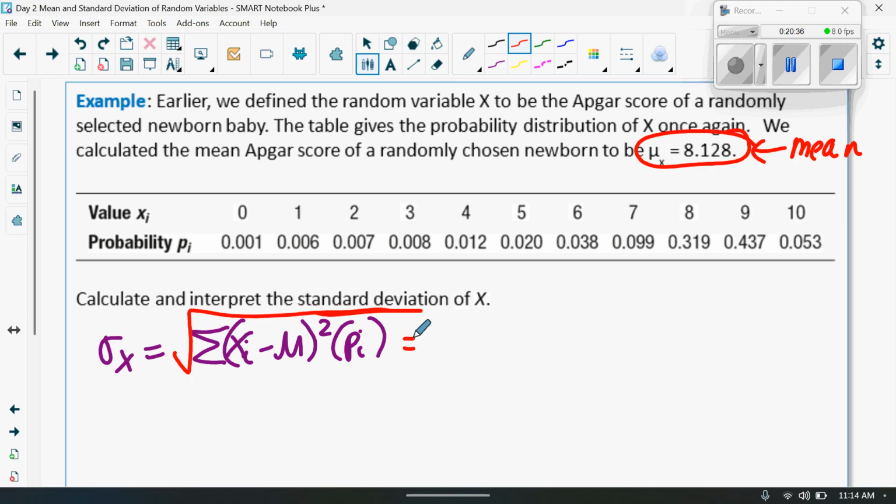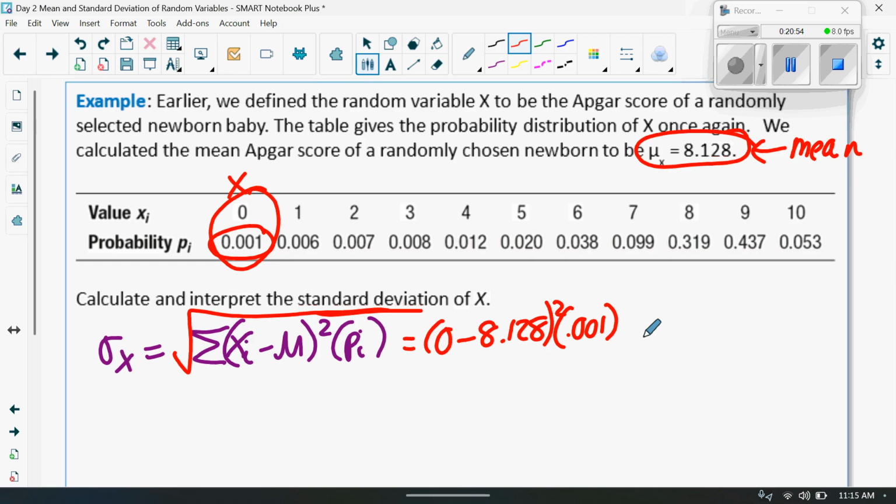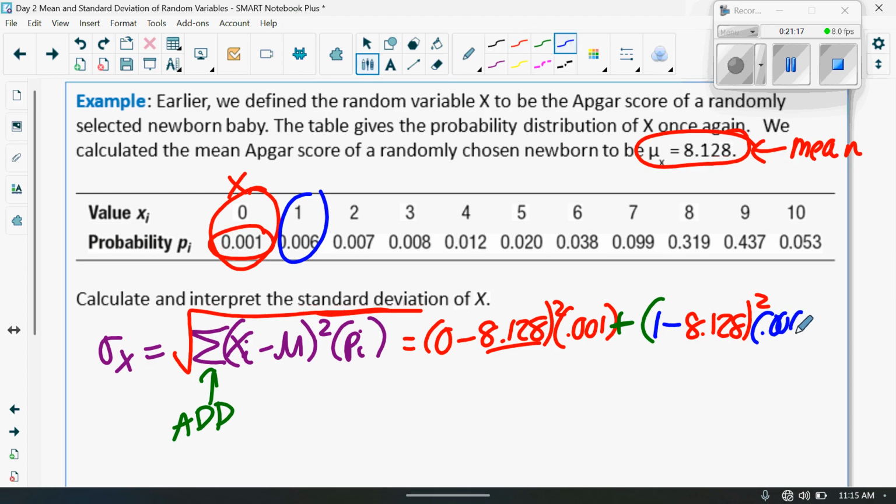So let's do the first term. I'm circling it. The first x is 0. So I'm going to do x, which is 0, minus the mean, which is given above, 8.128, square it to get rid of the negative, and then multiply it by its respective probability, 0.001. Okay, that's going to be my first term. Now I'm going to do plus. Why plus? Because sigma means add. Okay, so plus. Let's do our second term now. I'm going to do this one, 1. So the next x is 1, minus the same mean, 8.128, square it, and multiply it by its probability, which was 0.006. Okay, plus.